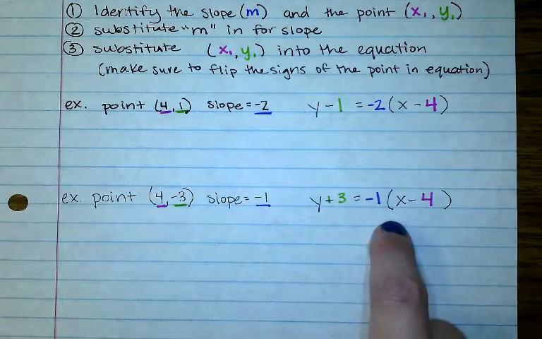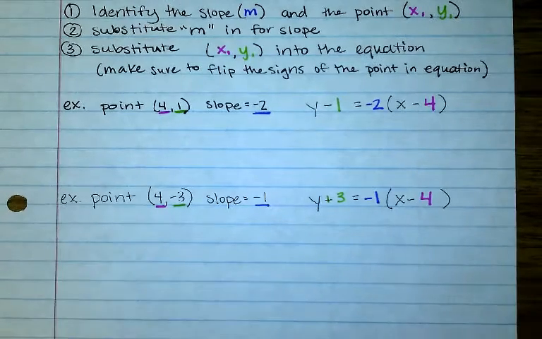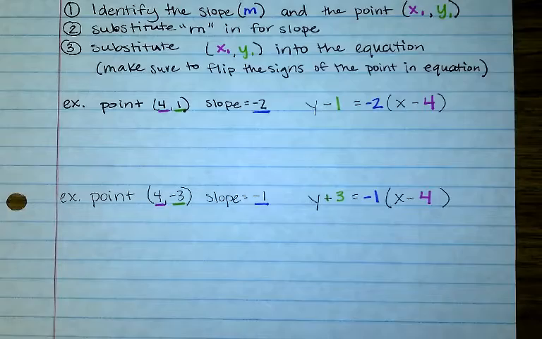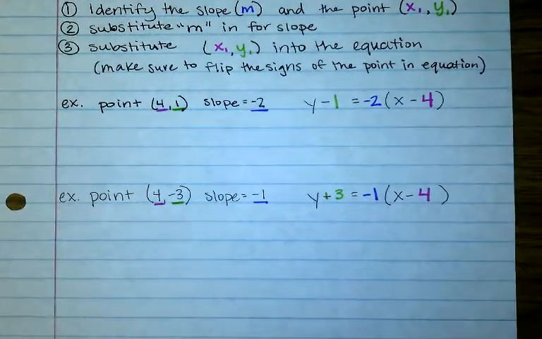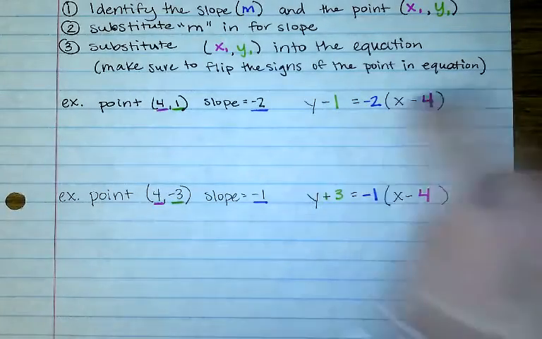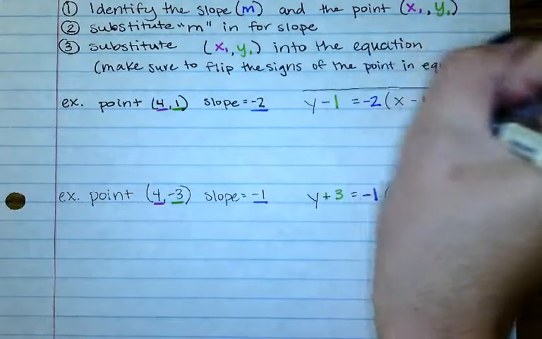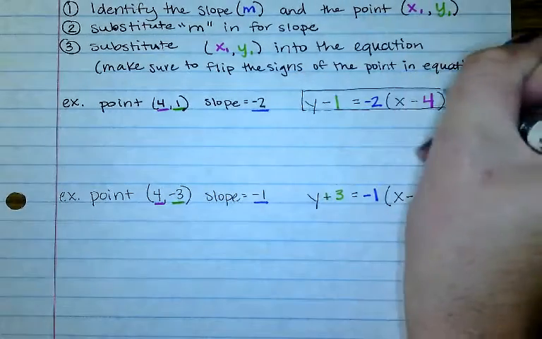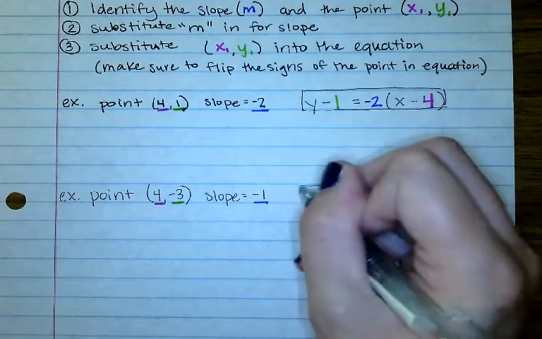Okay, so this is our equation in point slope form. But now what I want you guys to do is take this and convert it into slope-intercept.